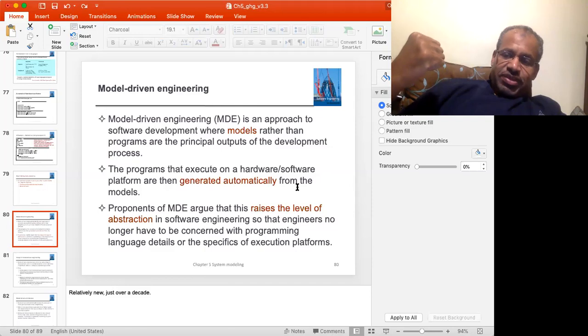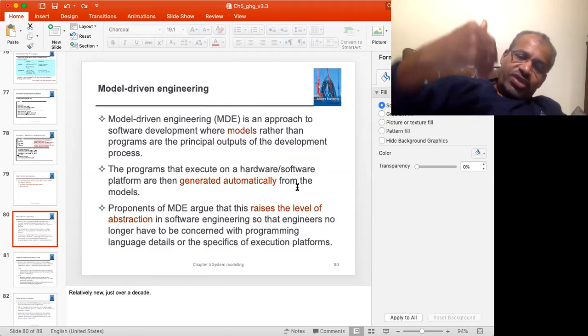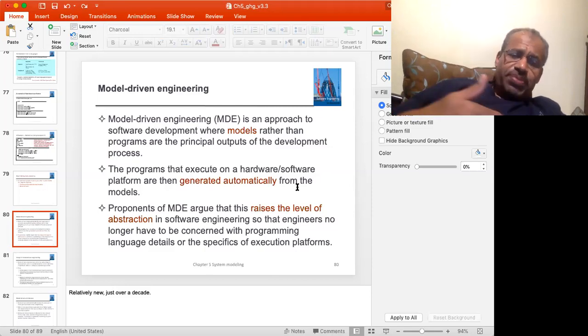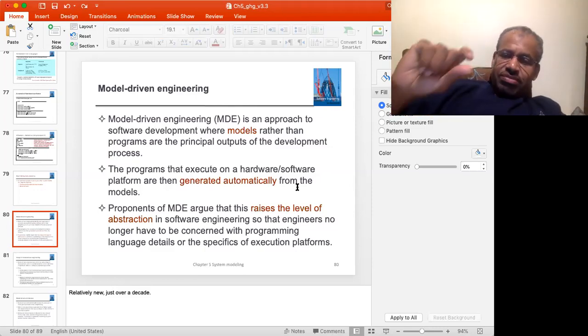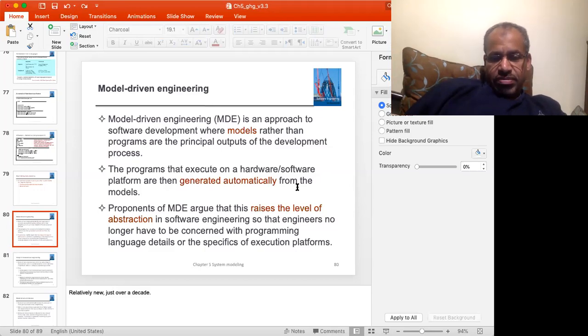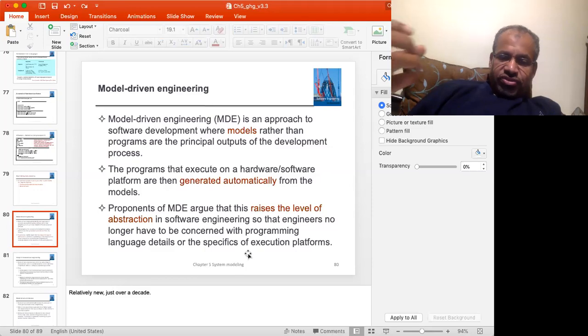So the requirements model that has this requirement specification is used to generate a design, and you keep lowering the level of abstraction until you get to a point where the models can be automatically translated into actual software programs. Now, people who defend this style of development say that it raises the level of abstraction in software engineering, which means that software engineers can concentrate more on the conceptual parts and the actual problem domain, describing it and getting the requirements right, and generating a good and valid and robust design for it.